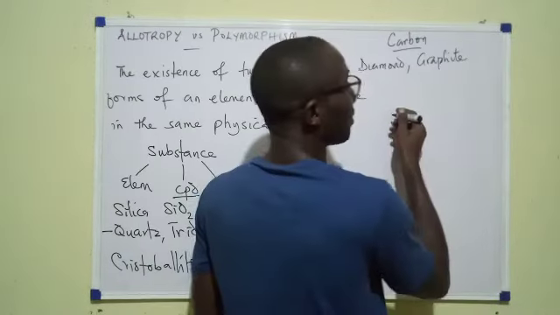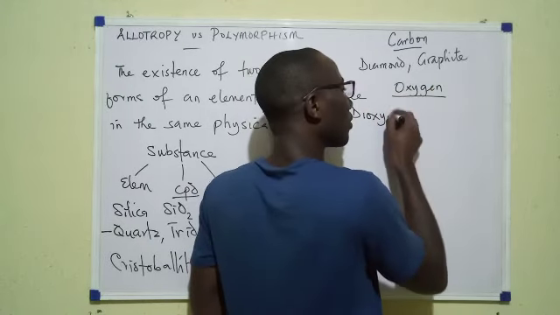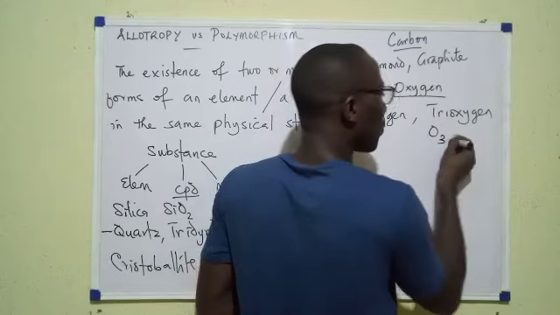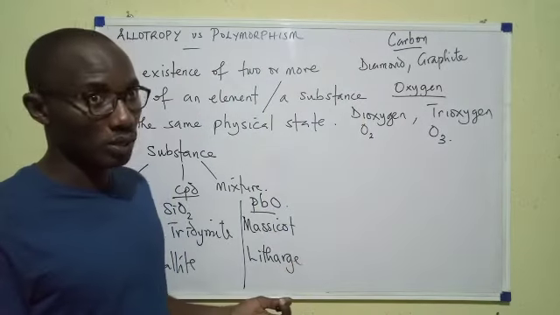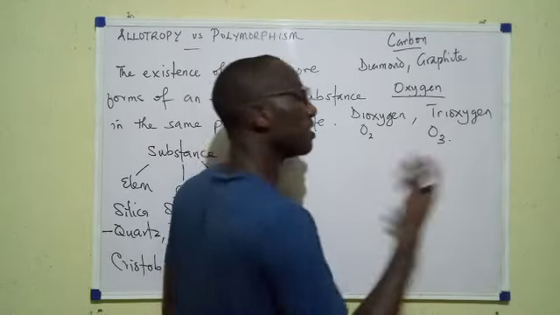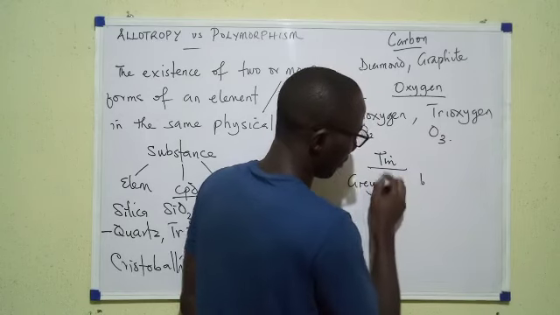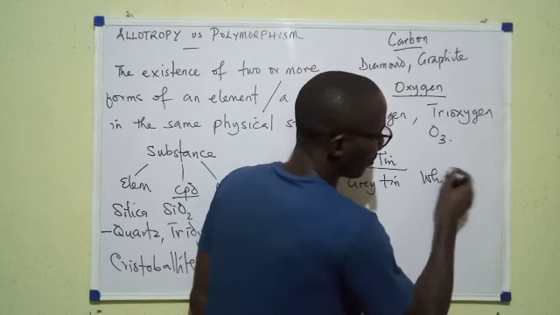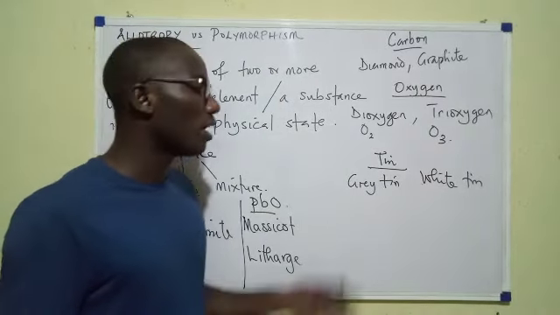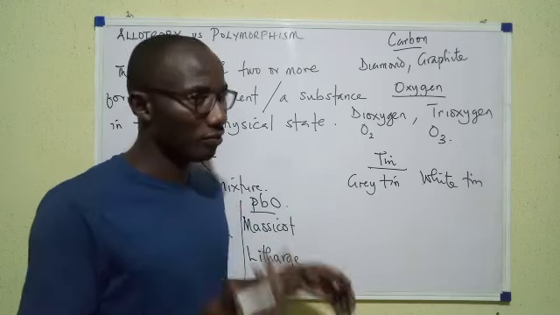See another element that exhibits allotropy, oxygen. Oxygen can exist in the form of dioxygen or in the form of trioxygen. I'm talking about O2 and O3. Of course, O3 is also called ozone. So dioxygen and trioxygen are the allotropes of oxygen. What about tin? Tin can exist in the form of gray tin and white tin, although there's a third one called rhombic tin. These are polymorphs of tin, but they can also be called allotropes of tin.